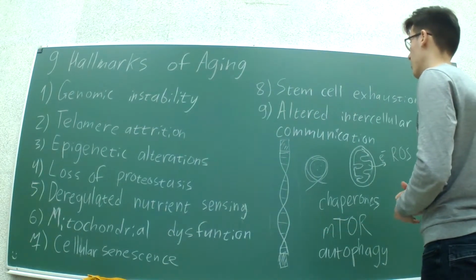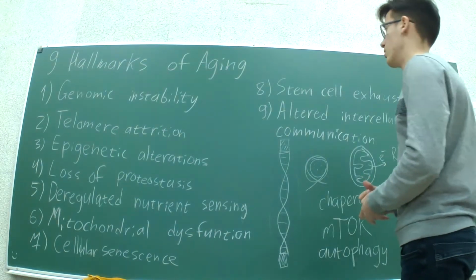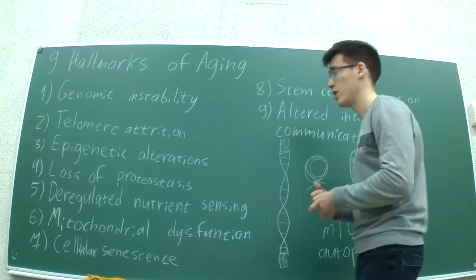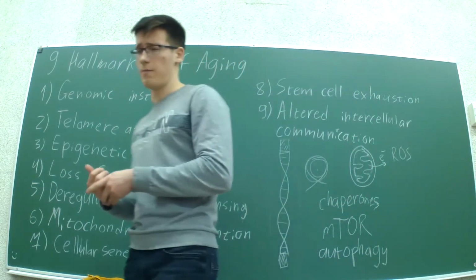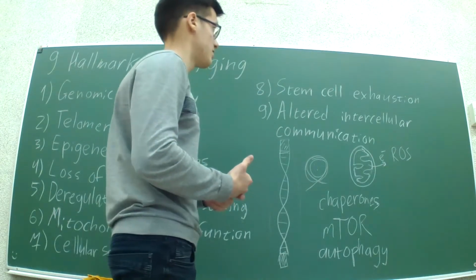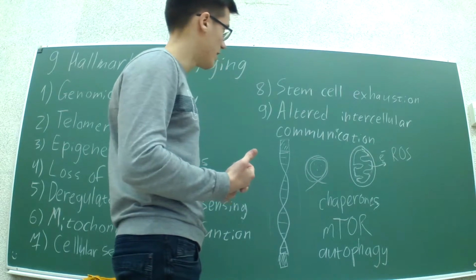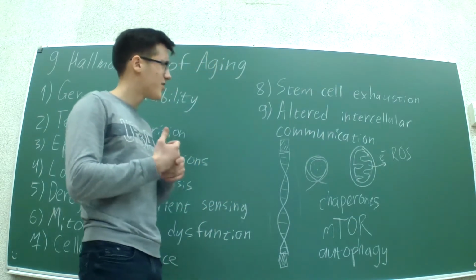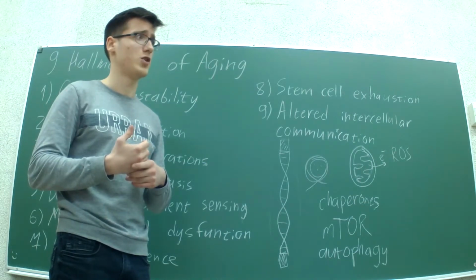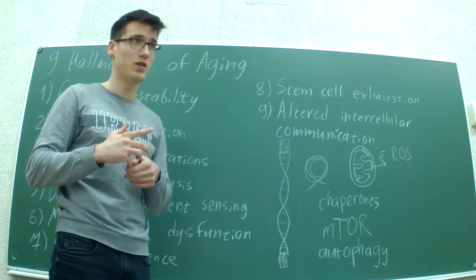And the ninth hallmark, the last one, is actually the most complex of all, altered intercellular communication. We won't go into detail here as well, but all you should know is that it has to do with inflammation. Well, as we age, intercellular communication becomes deregulated, especially the communication between the cells in our body and the immune cells.